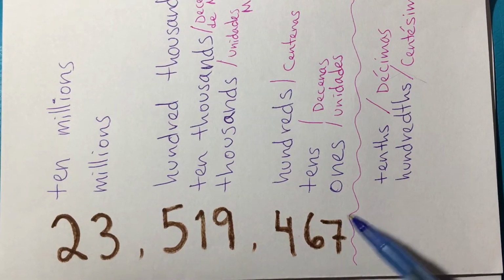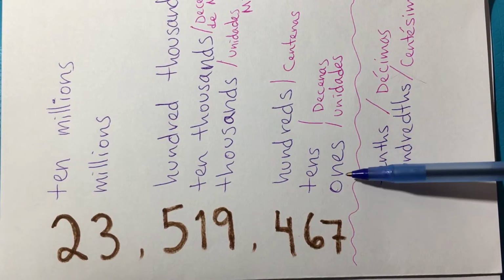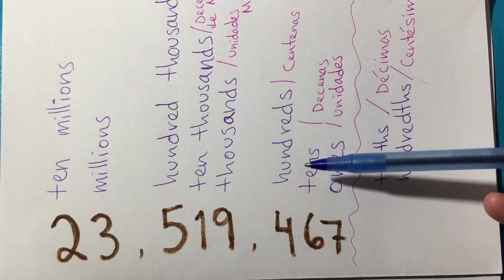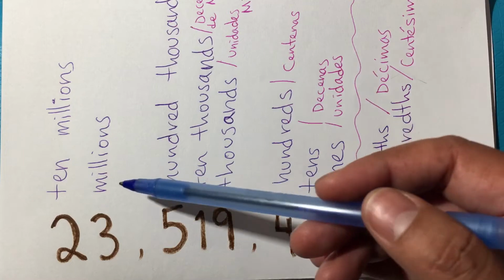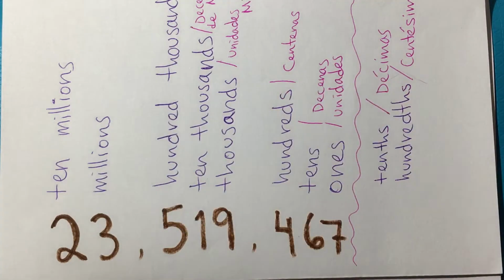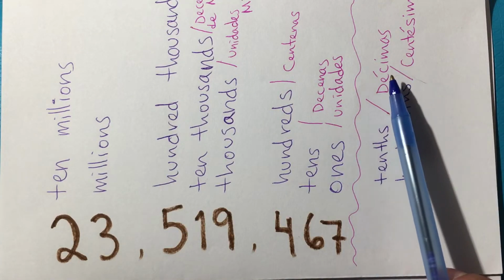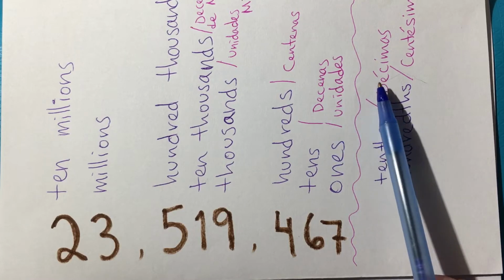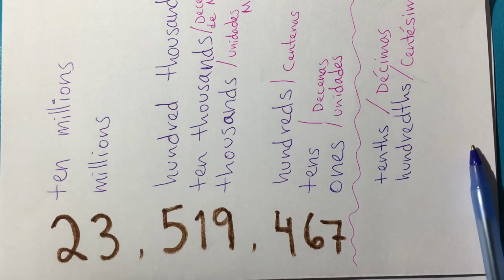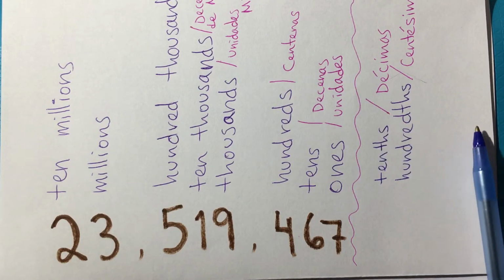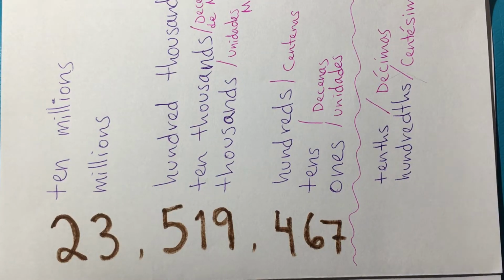So in here, we have a number, and we already learned about place value, meaning ones, tens, hundreds, thousands, ten thousands, hundred thousands, millions, and ten millions. And yes, I decided to put in here, especially for the Spanish, it's very close for the decimals, but we're not going to learn about that right now. That's going to be in Module E.